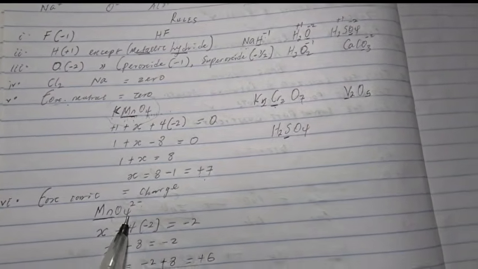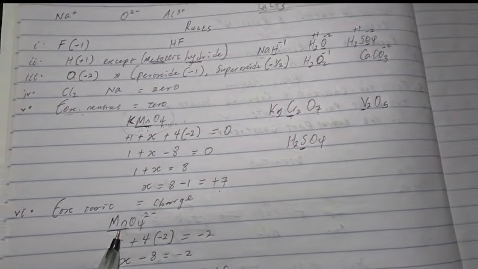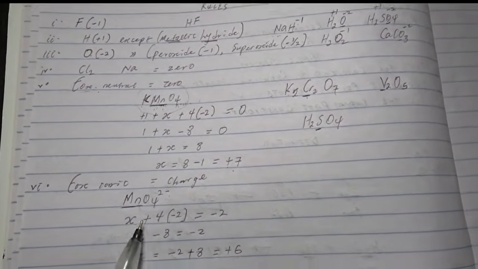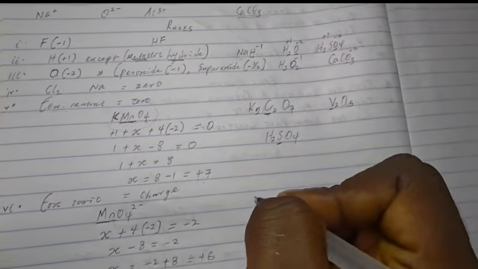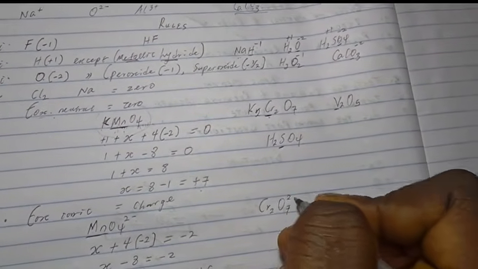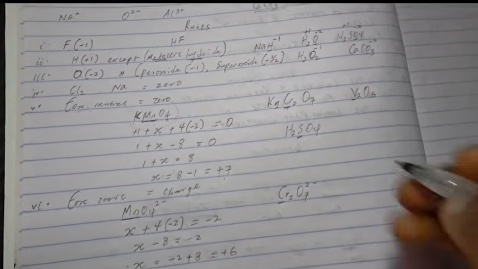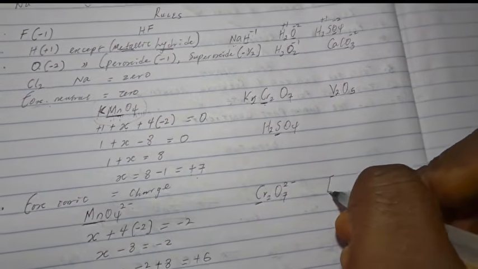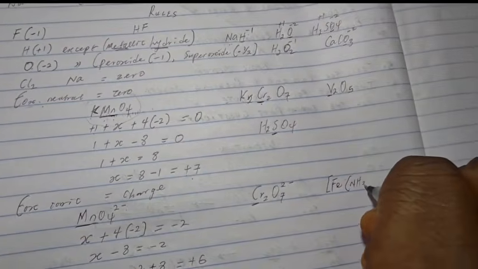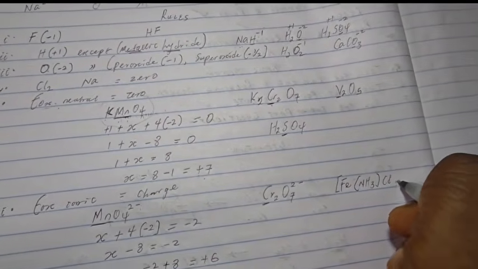So this is the tetraoxomanganate(VI) ion. That is what we have here based on the calculation. How about if I have Cr2O7 2-? You have to solve for Cr. Now let's look at this compound. I don't want to make it look complicated, but for now, let's look at this.